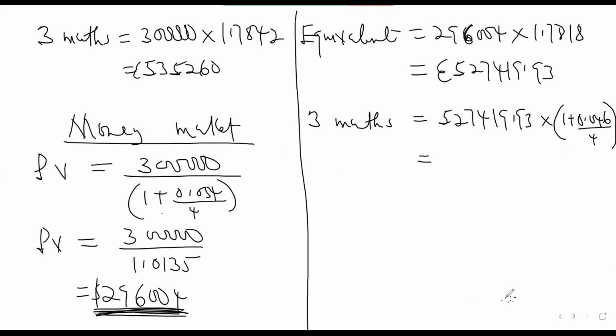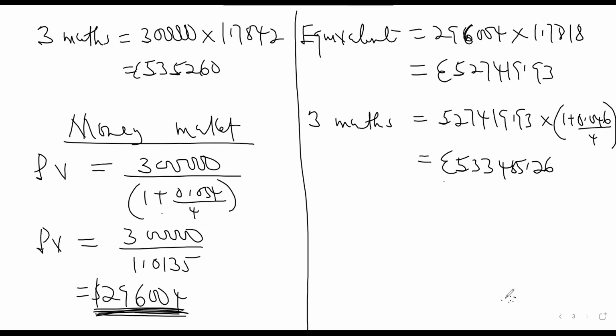4.046 divided by 4 plus 1 multiplied by 5274. 19.93. So I'm having 533. 485.26. Okay.